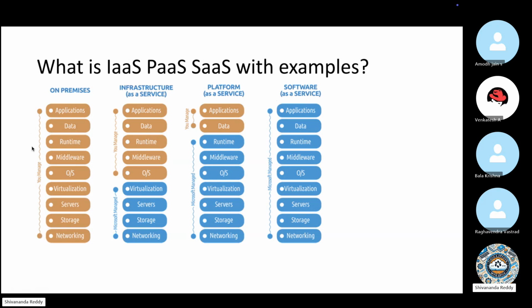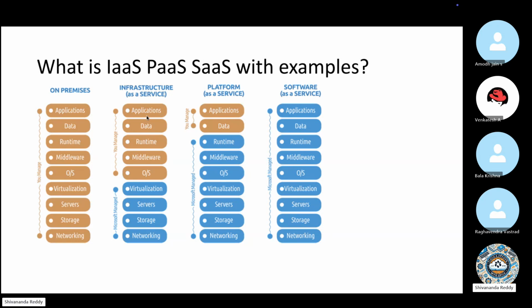If you see on-premises, the first one, remember guys, you need to manage. You are responsible for managing all of these: application, data, runtime, middleware, operating system, virtualization, servers, storage, networking. You need to take care of everything. That means on-premises data center means you need to take care of everything.